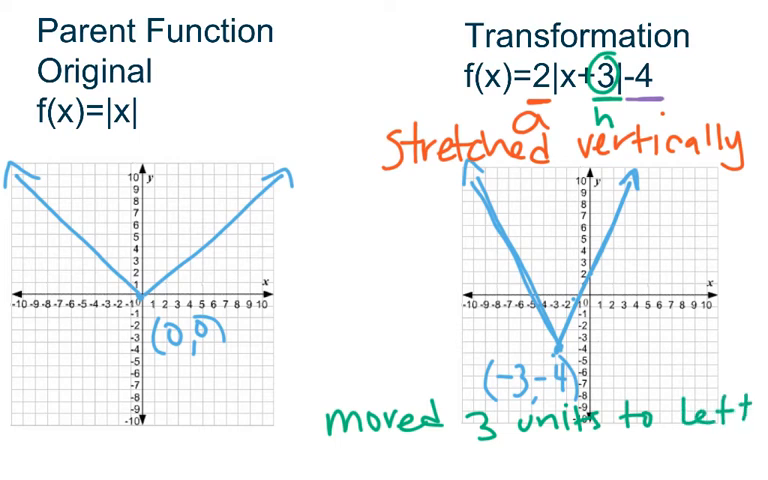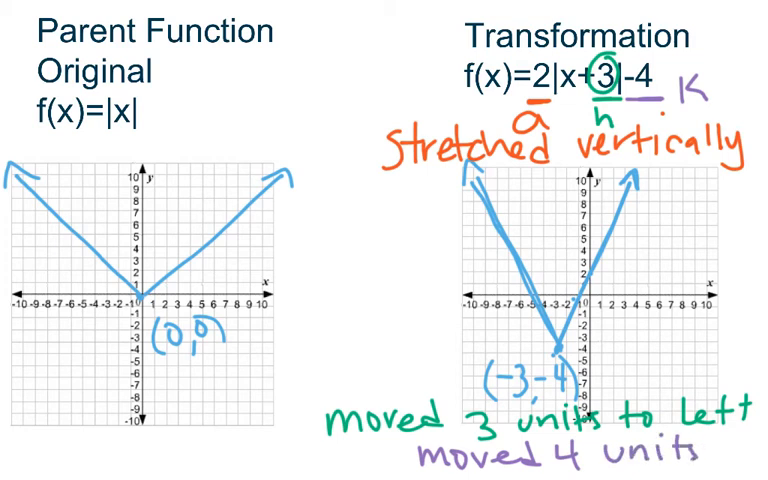And then the last one is the 4, and that's your K value. That's at the very end. So anything at the very end, after a parenthesis, after an absolute value, after something, is your K value. And if K is negative, it moves it down.